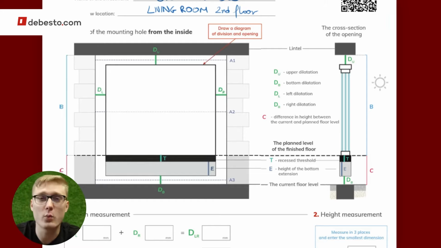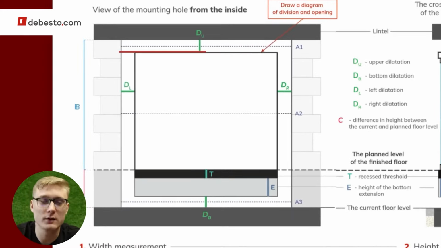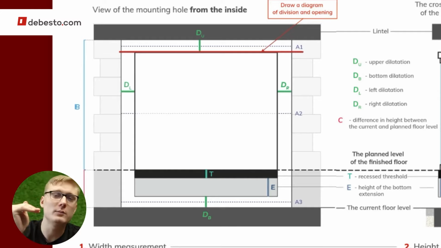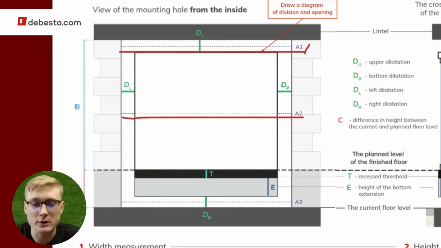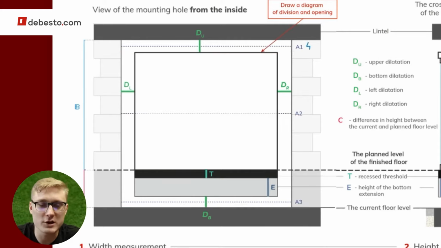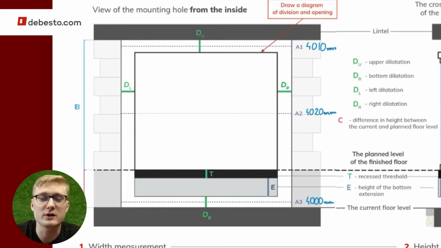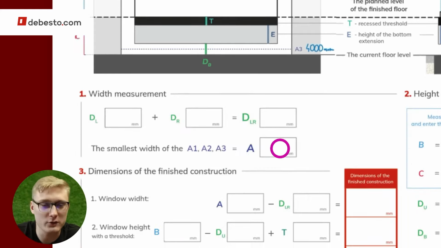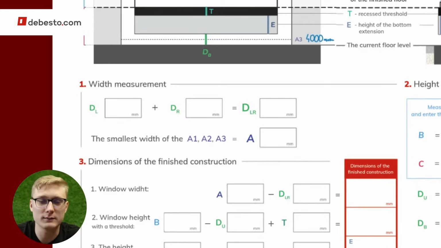Next, we will move on to measuring the width. As per standards, the width is measured at 3 locations, all the way up top, right in the middle, and right at the bottom. They're conveniently marked A1, A2, and A3. We measured A1, the top, at 4,010 millimeters, middle A2, which is 4,020 millimeters, and bottom A3, which is at 4,000 millimeters even. We picked the smallest measurement, and at the first spot, width measurement, we write in 4,000 millimeters.